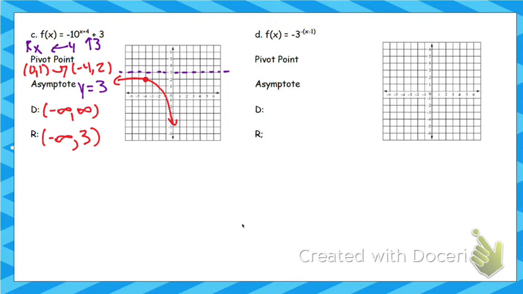All right, last one. Let's look at transformations. Negative out in front, reflection over the x. Negative in the parentheses, reflection over the y. So this one's going to be reflected both ways. And then we have a shift right 1. There is no shift up and down, so my asymptote is y equals 0.